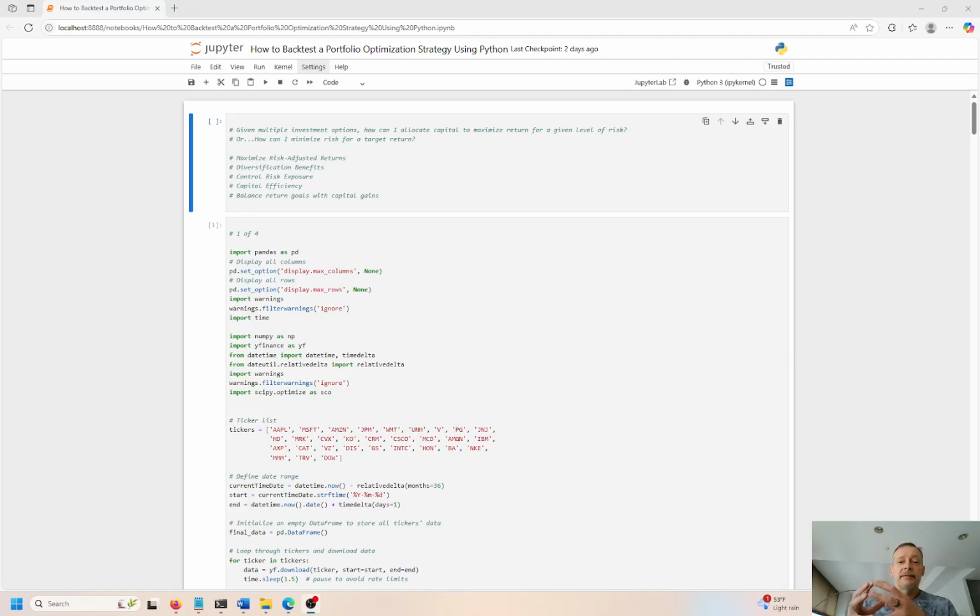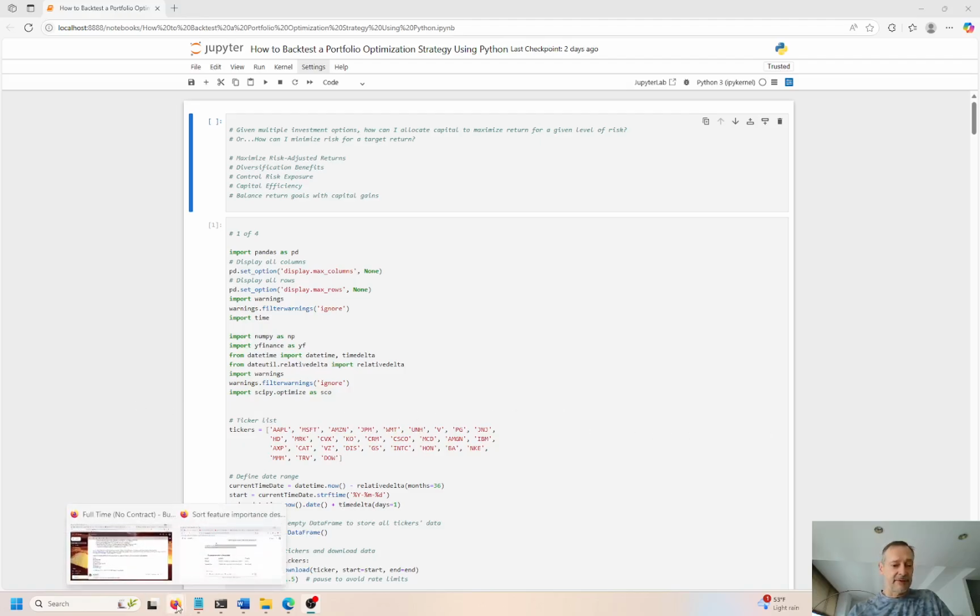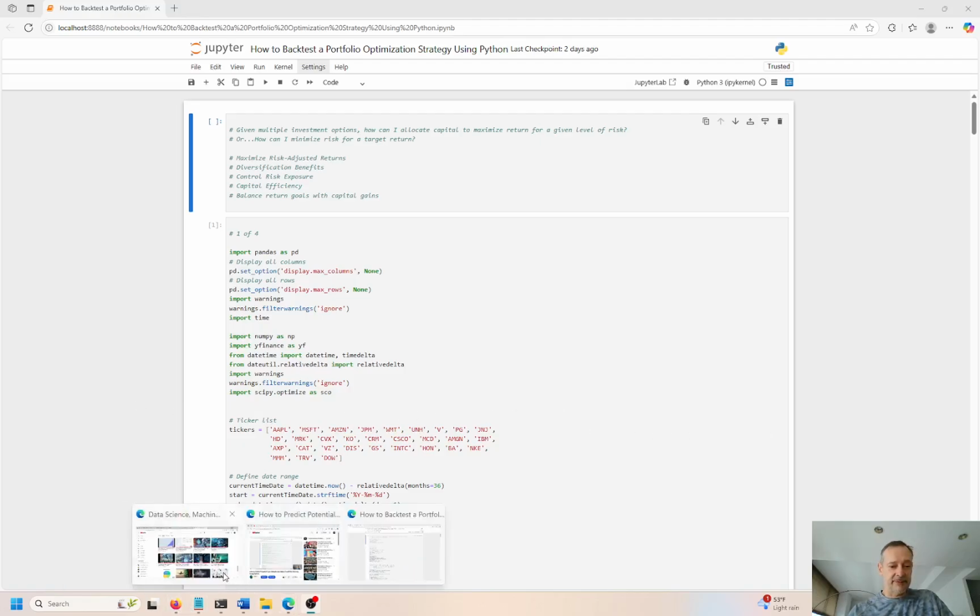So, in the topic today, I want to talk about how to backtest a strategy called portfolio optimization and see if we can beat the S&P 500. Okay, so the S&P 500 is an index that has about 500 stocks. It's not exactly 500, but it's pretty close.